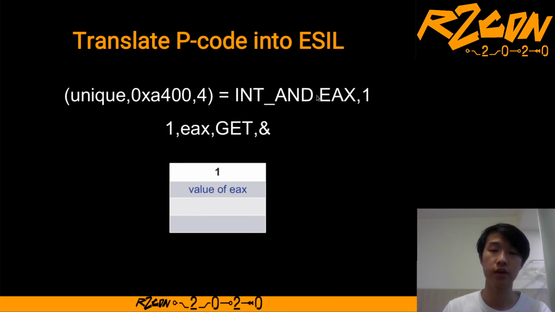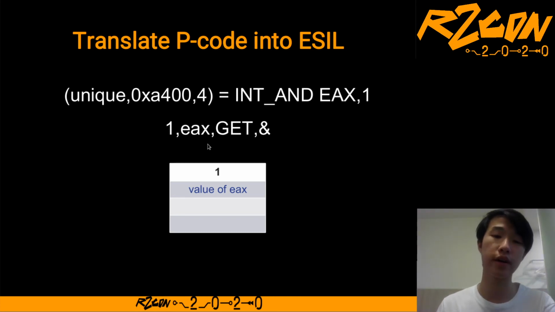Let's check this example. It performs an AND operation on the EAX and 1, and stores the result in a unique var node. So first we push 1, and second we push the EAX and call the get command. This is a custom command. It will get the actual value of EAX, perform the operation, and the result will stay on the stack.